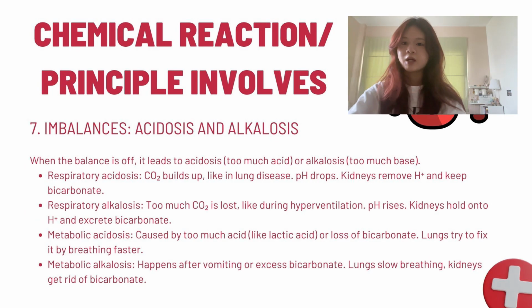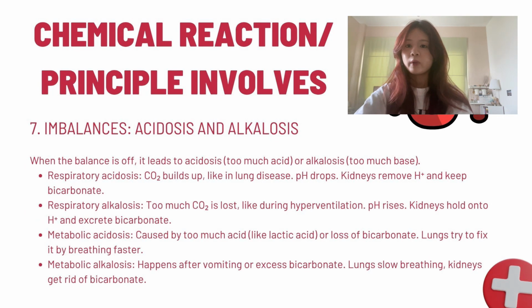Lastly, I'm going to talk about imbalance. When the balance is off, it leads to acidosis or alkalosis. For example, in respiratory acidosis, carbon dioxide builds up, like in lung disease, making pH drop. The kidney removes hydrogen ion and keeps bicarbonate. Whereas in alkalosis, too much carbon dioxide is lost during hyperventilation, making pH rise. The kidney holds on to hydrogen ion and excretes bicarbonate.